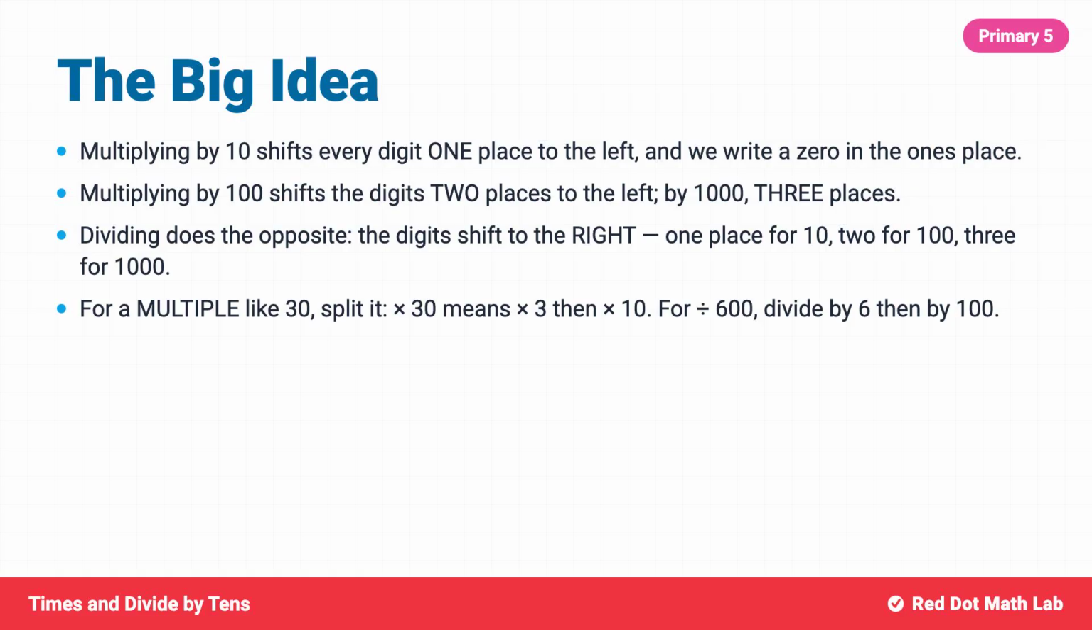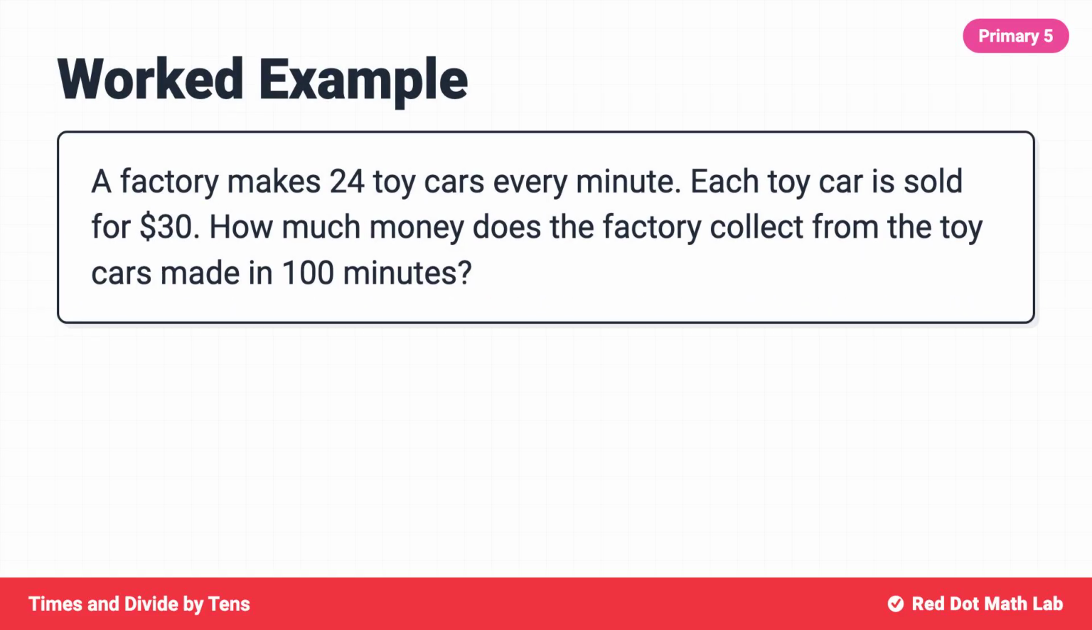Alright, let's try a question. Here is our worked example. A factory makes 24 toy cars every minute. Each toy car is sold for $30. How much money does the factory collect from the toy cars made in 100 minutes? Let's work it out together.